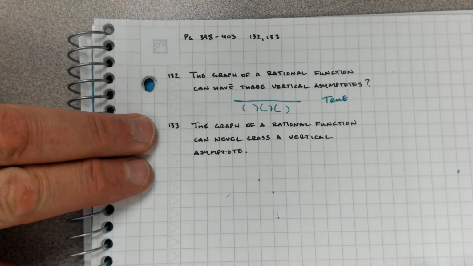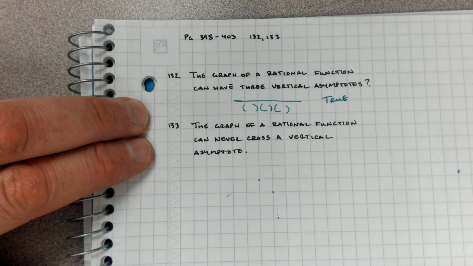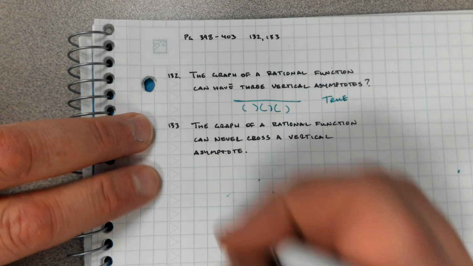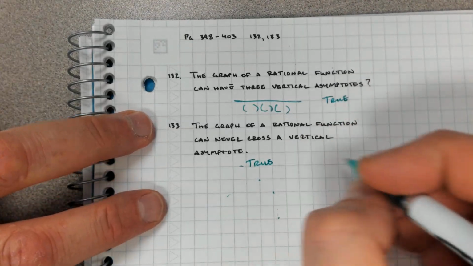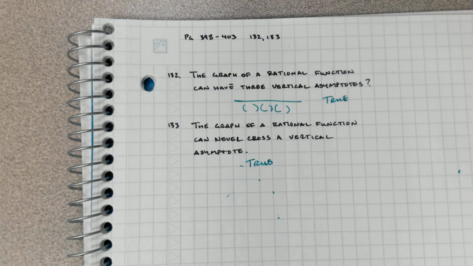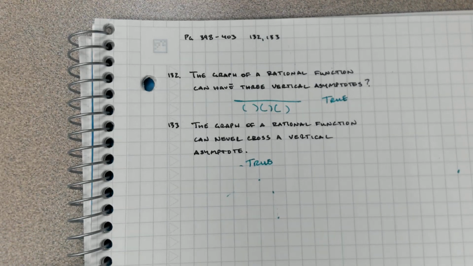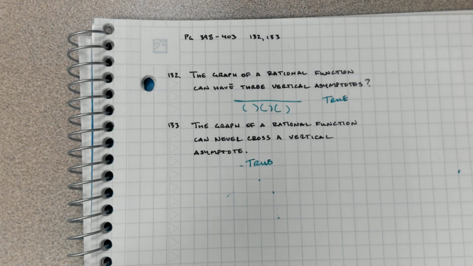And the last one, the graph of a rational function can never cross a vertical asymptote. That's also true. Sometimes they cross horizontal asymptotes, but they'll never cross a vertical asymptote. Let me say it one more time in case I said it backwards. Sometimes a graph will cross a horizontal asymptote, but it'll never cross a vertical asymptote. Okay, I think that's it.